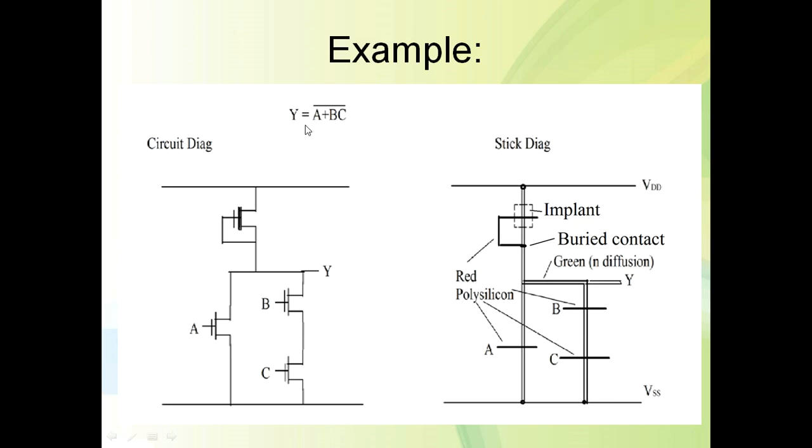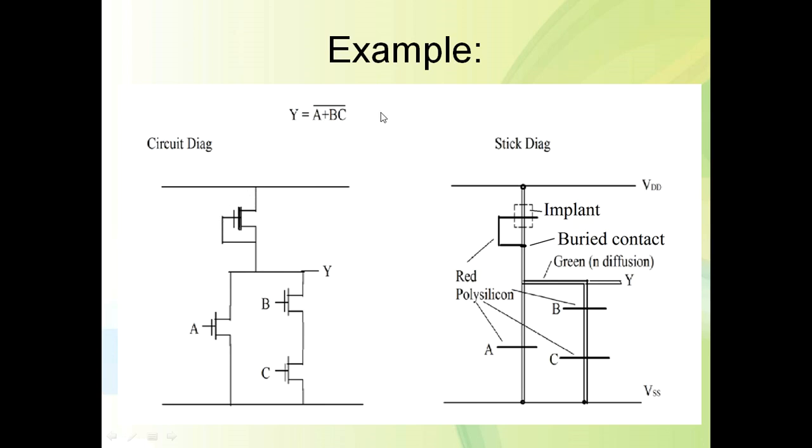Okay, now you can see Y is equal to A plus B into C. So B and C are the two transistors, where B is the input for this transistor, C is the input for this transistor. This we have to keep in series, and this total we have to keep in parallel with A transistor. And this will act as your pull-up transistor, it is nothing but your load. Now this is your circuit diagram for Y is equal to (A plus BC) total complement.